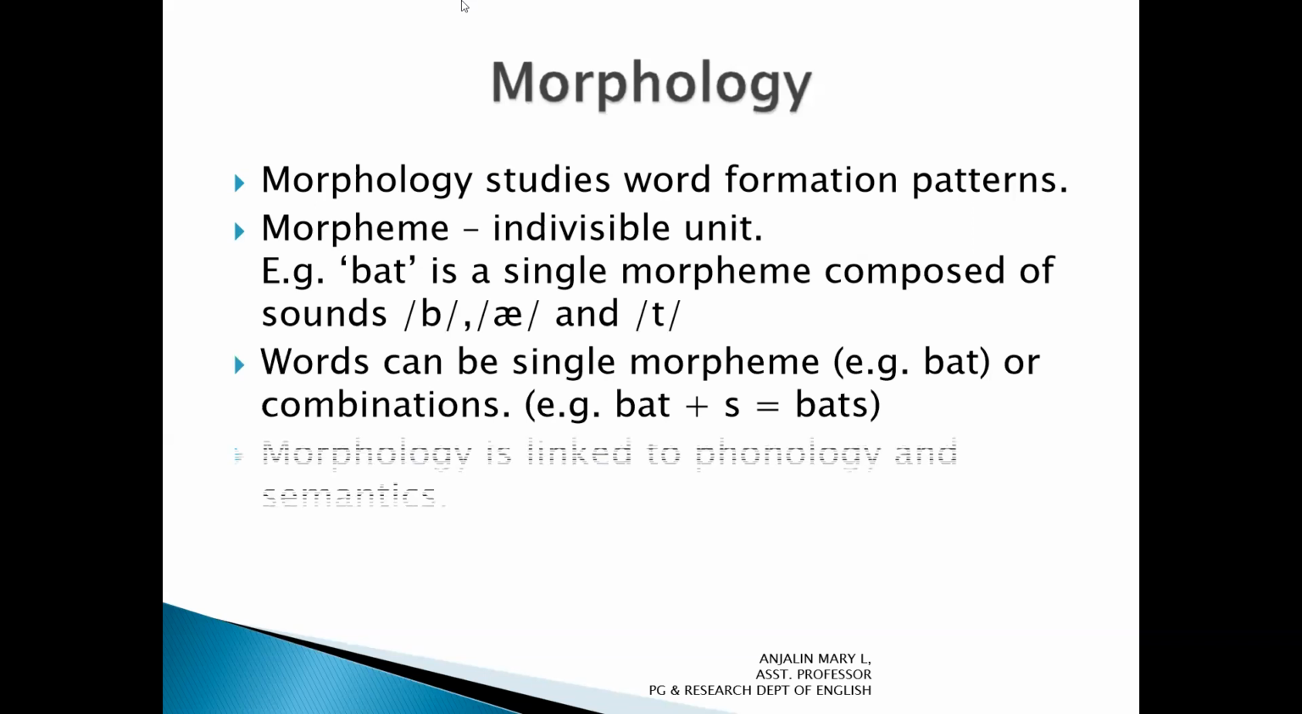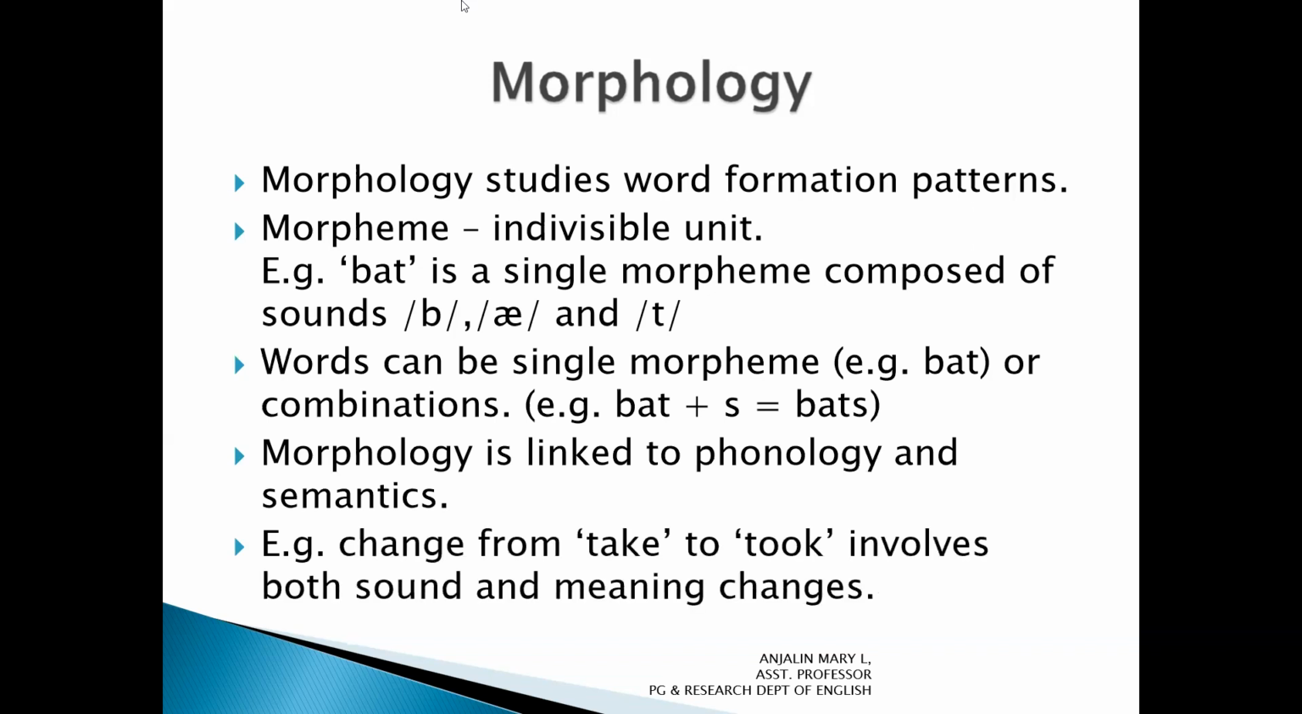And the next thing is, morphology is linked to phonology and semantics. So let us take this example. We can see there is a change from take to took. It is clear that the word take changes to took, where it involves a change in one of the sounds in this morpheme. That is the first change. And the second thing is, it also involves a change in the meaning. So you can see both. There is a change in the sound as well as a change in the meaning. So that is why morphology is linked to phonology and semantics.